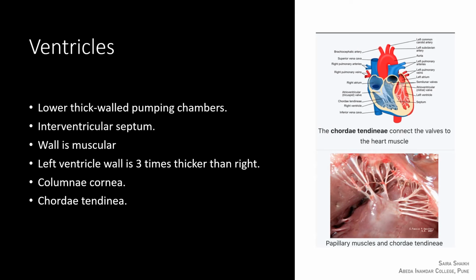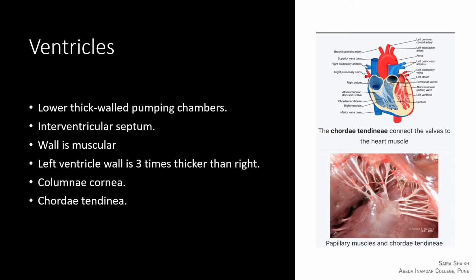Ventricles are the lower chambers of the heart. These are the pumping chambers. They have a thick wall. These ventricles are divided into a right half and a left half because of the interventricular septum. The left ventricle has a thicker wall than the right ventricle, as the left ventricle holds the oxygenated blood, which has more pressure.